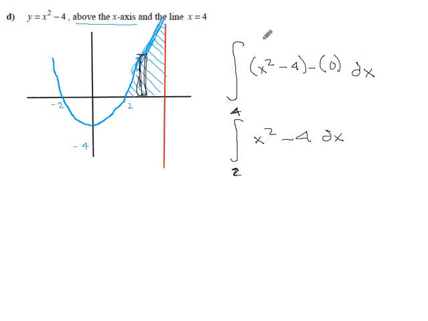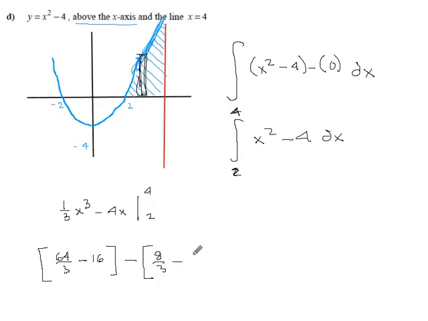So nothing too bad here. We do an antiderivative. The antiderivative of x squared is 1/3 x cubed. The antiderivative of minus 4 is minus 4x. And we have to evaluate that at 4 and at 2. 4 to the third is 64. A third of that is 64 over 3. Minus 4 times 4 is 16. Minus, and now we do all that again at 2. 2 to the third is 8. 4 times 2 is 8.